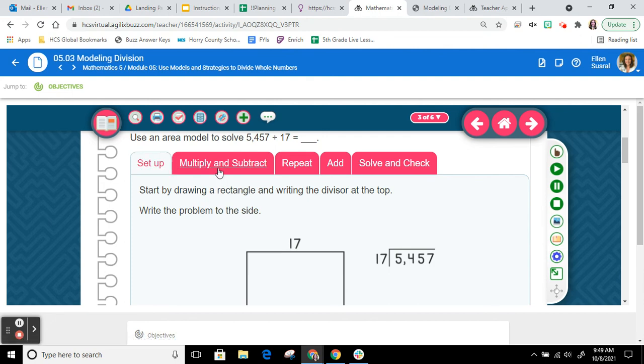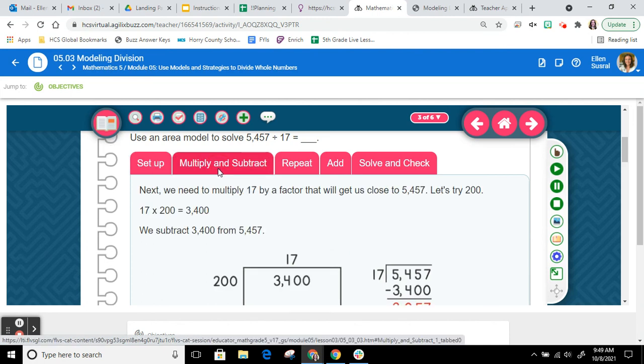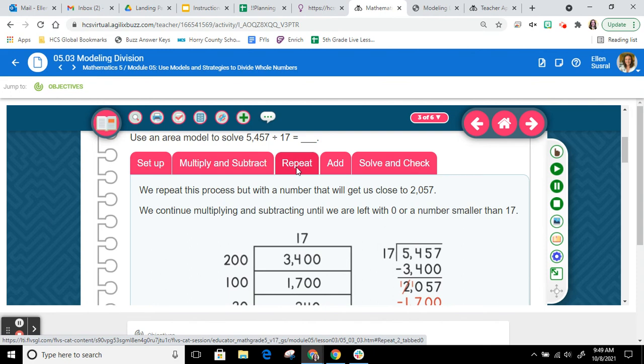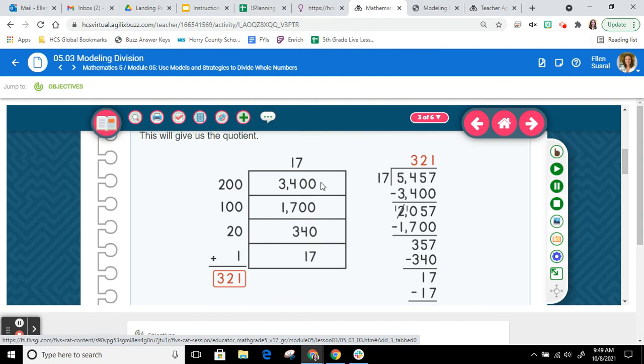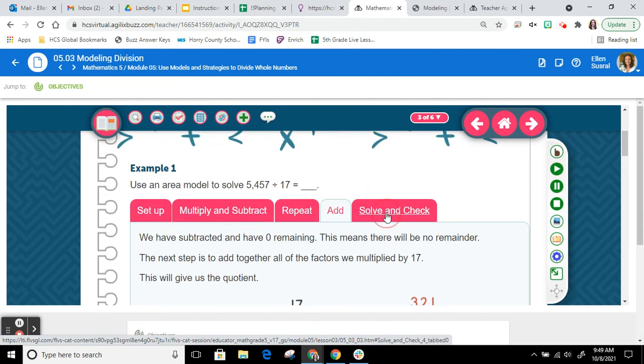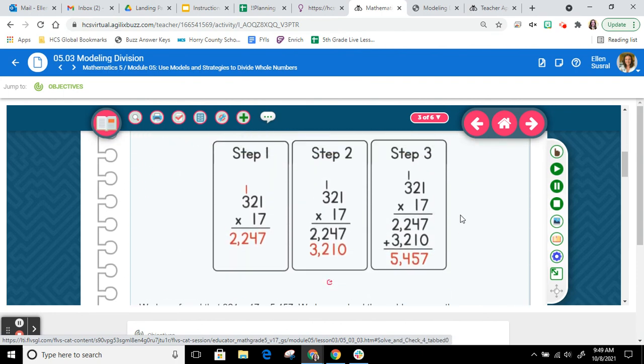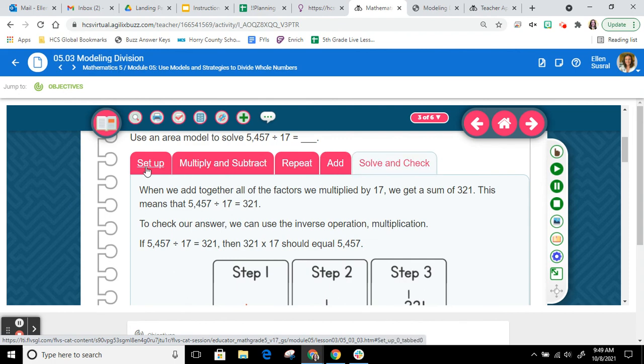Set up the problem. Multiply and subtract. You repeat that process of multiplying and subtracting. Then you add. And when you add, you've got your answer, and then you solve and check your answer. You can use these pink boxes to help you with number 2, part B.